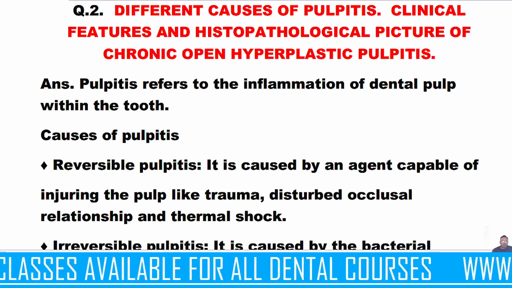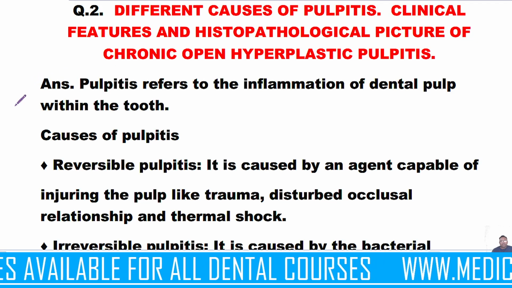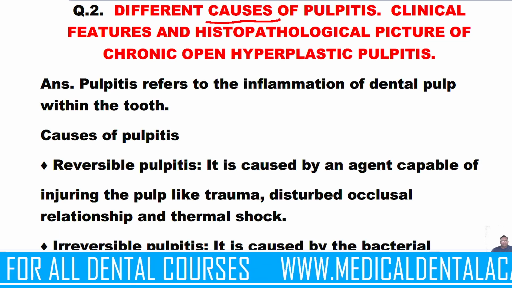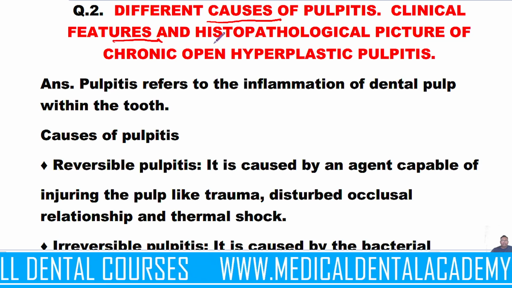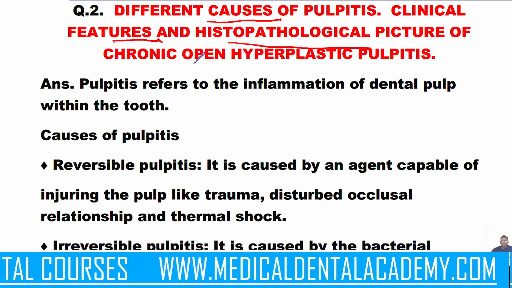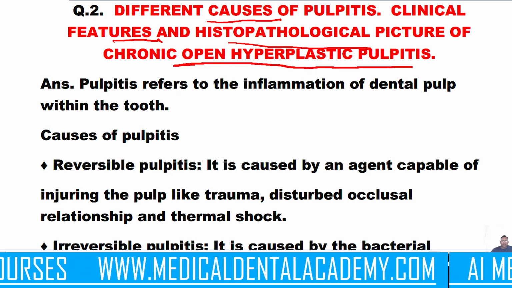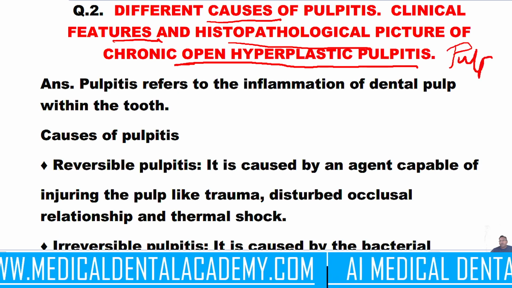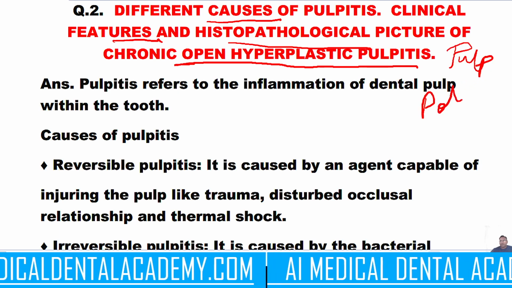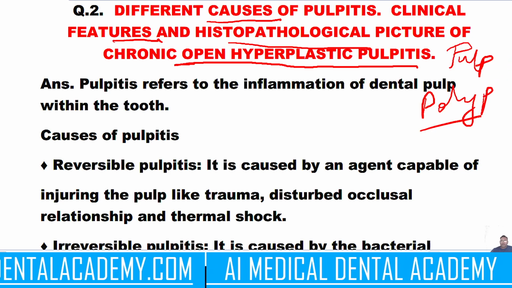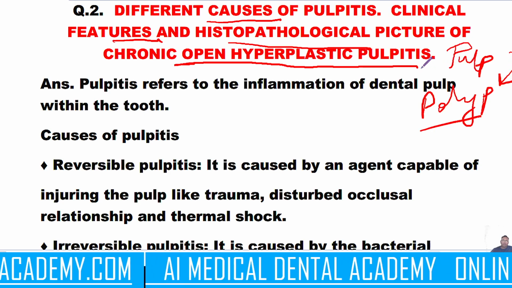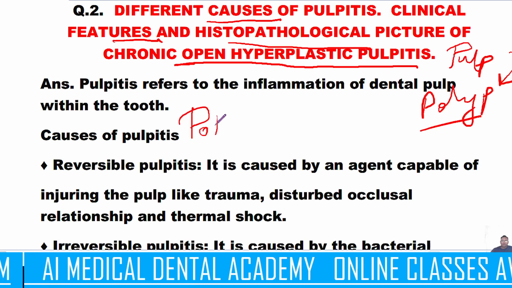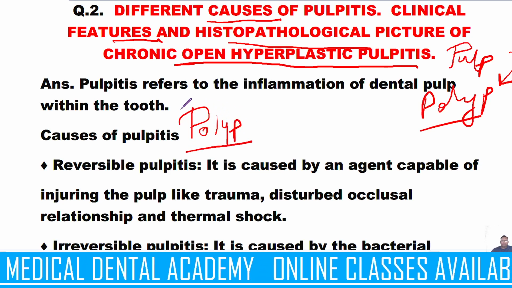Now we move ahead to the second question. Different causes of pulpitis we have already discussed. Clinical features we have already discussed. Histopathological features of chronic open hyperplastic pulpitis we have discussed, but that was of acute irreversible. This is chronic and hyperplastic, so this is called pulp polyp. The question you are seeing on the screen is, in short, a question and answer on pulp polyp.